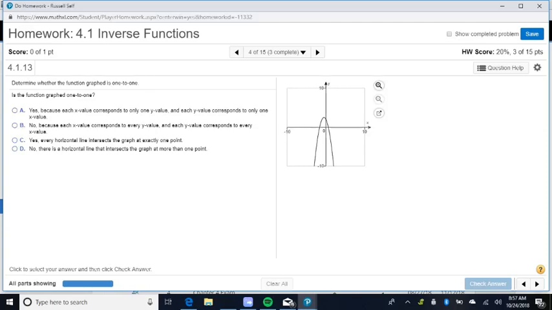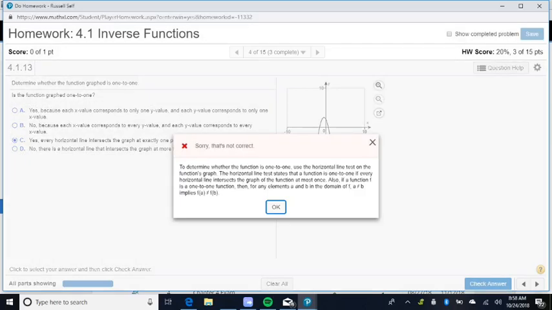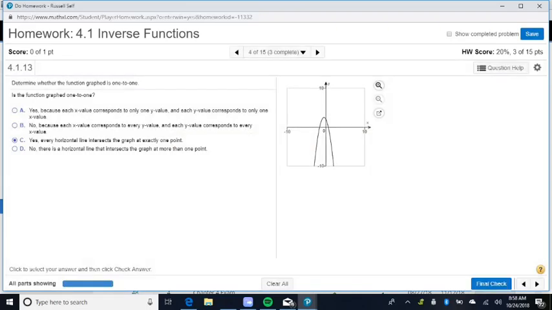Now let's use the horizontal line test to see if it is one-to-one. And yes, indeed, there's no place you can draw a horizontal line and hit it more than one time, which tells us that yes, it is one-to-one. And we can look at the choices. Every horizontal line intersects the graph at exactly 1 point. Oops. Wait a minute, hold on. They like a different answer than that. That is exactly true at exactly 1 point.